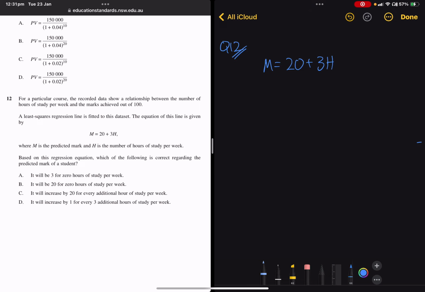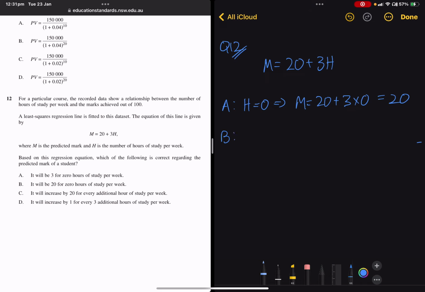All right, so we're just going to test these as we go along. So we'll have a look at A. It will be 3 for 0 hours of study. Well, 0 hours of study means h is 0. This implies the mark will be 20 plus 3 times 0. That'll be 20. So no, it won't be 3 for 0 hours of study, it will be 20. So it's definitely not A.